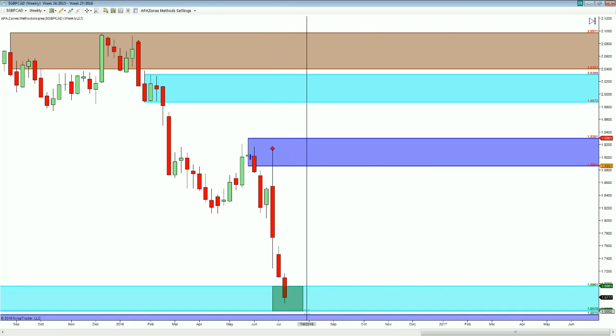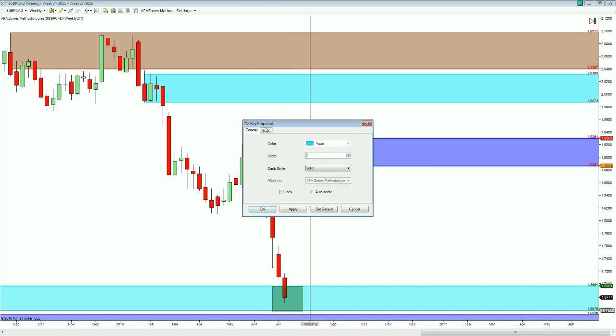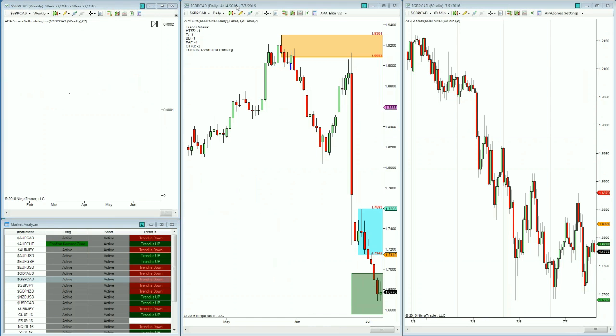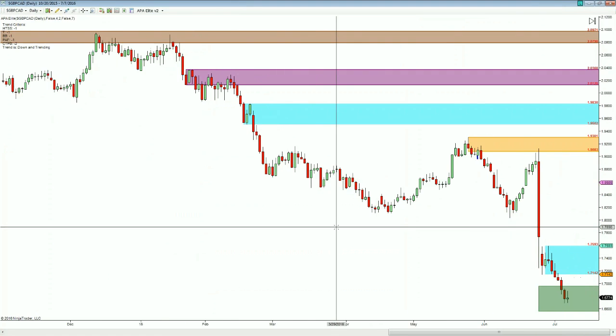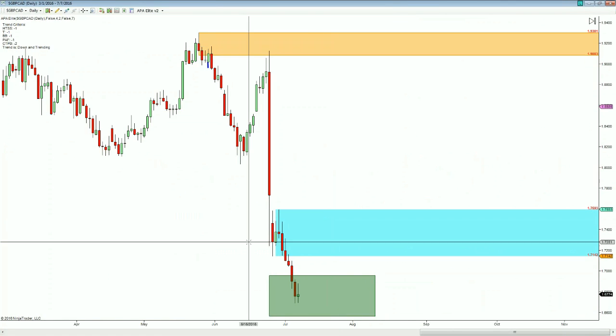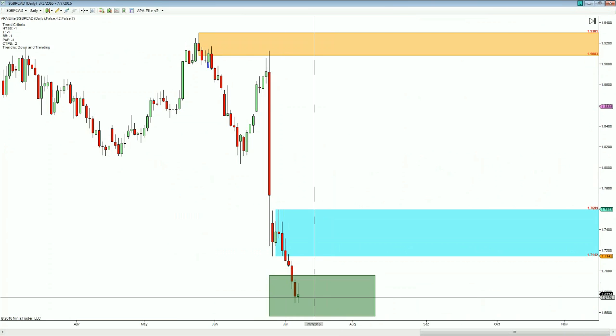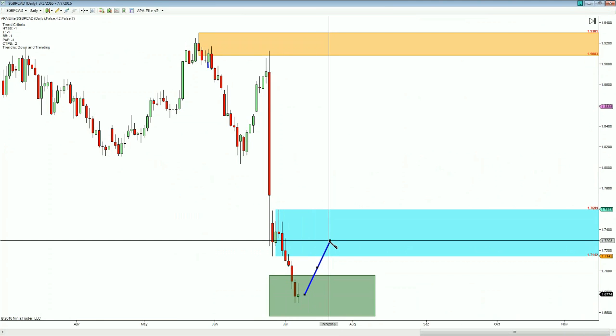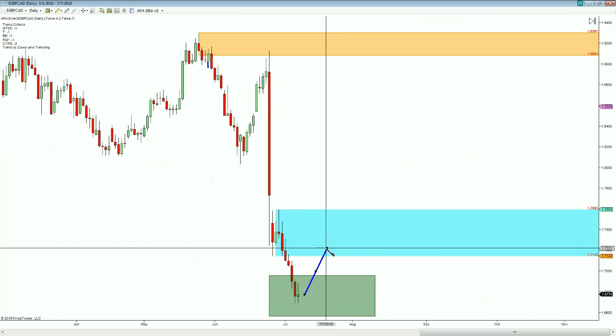Okay, so this is a fresh weekly level. If we double click on our little zone here, we can see that this goes all the way back to 2013. Ladies and gentlemen, we have a 3-year level right here. All right, now as we look at our context chart, you can see that the trend is down and trending. Okay, so as we're hitting into a fresh and new weekly level, is this going to be the turnaround?